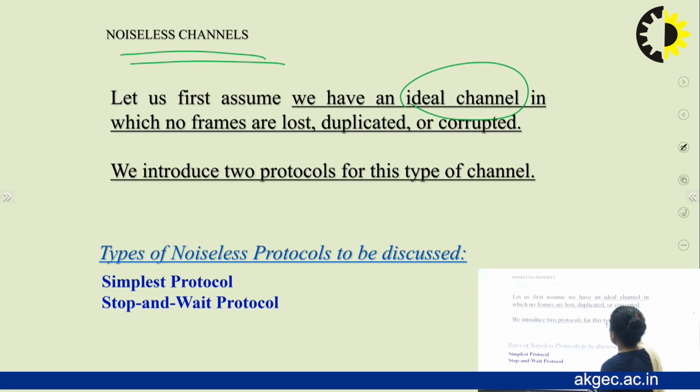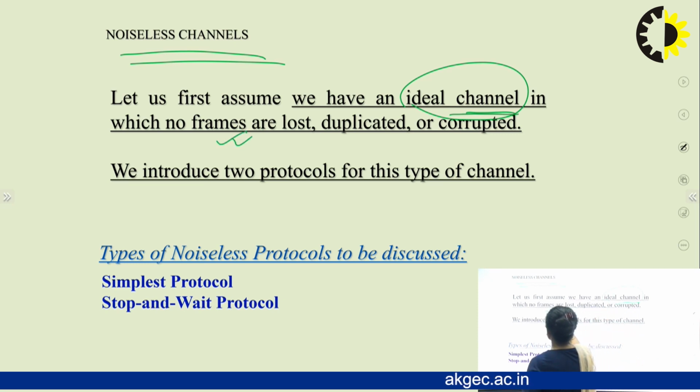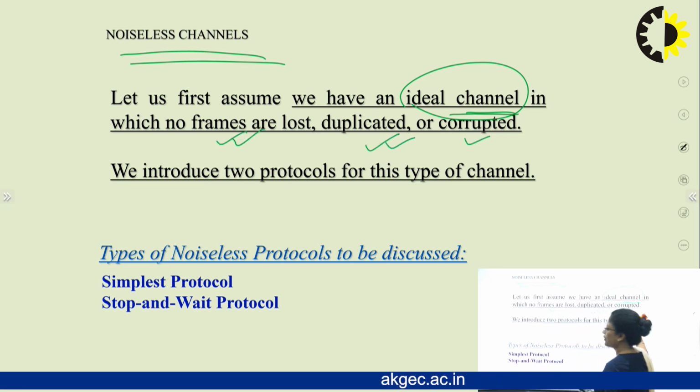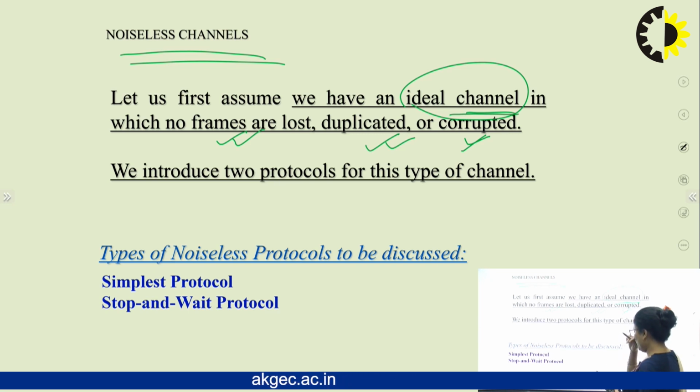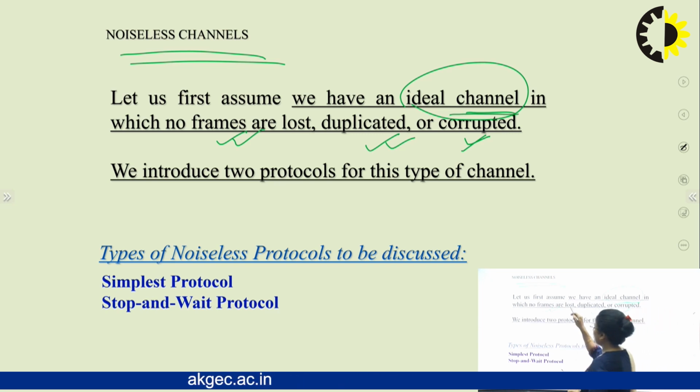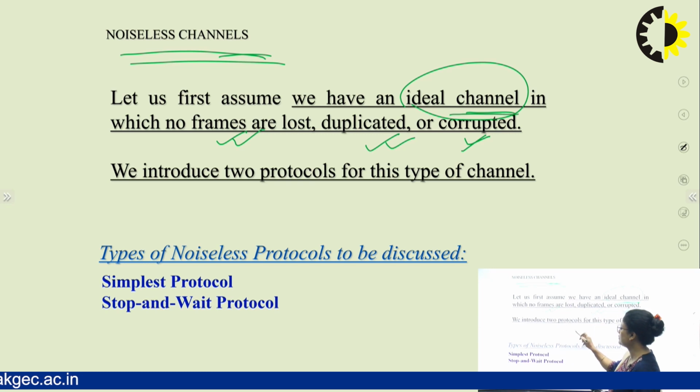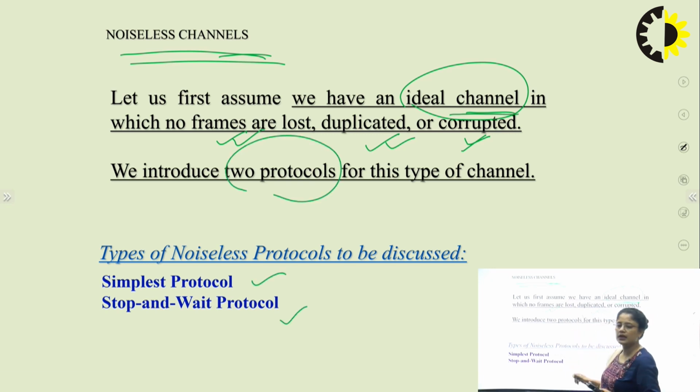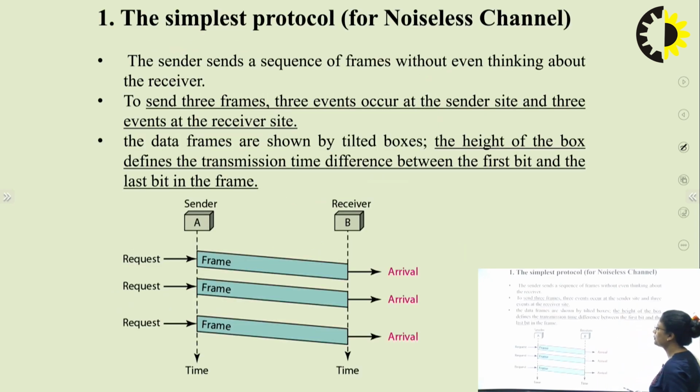Now, a noiseless channel is basically an ideal channel in which no frames are lost, duplicated or corrupted. That means all the frames are sent error free. So for dealing with noiseless channels, we introduce two protocols, namely the simplest protocol and the stop and wait protocol. Now let us start with the simplest protocol.